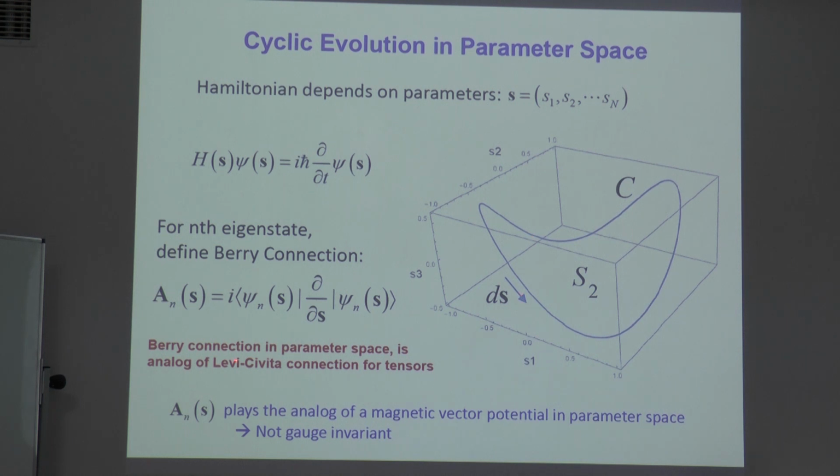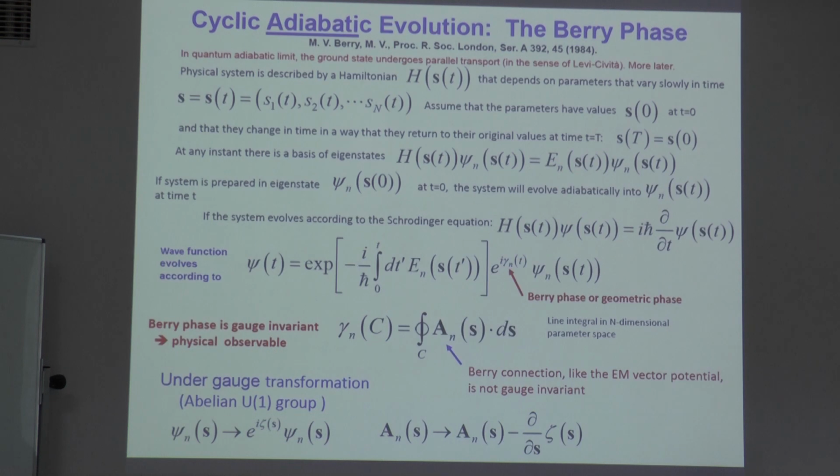And there's a quantity that Berry defined called the Berry connection, which, for the nth eigenstate, is the expectation value of the gradient with respect to these parameters. That is the analog of a magnetic vector potential, but in parameter space. And it's not a gauge invariant quantity, just like the vector potential is not gauge invariant. But now Berry talked about cyclic adiabatic evolution, meaning we're going to move those parameters very slowly.